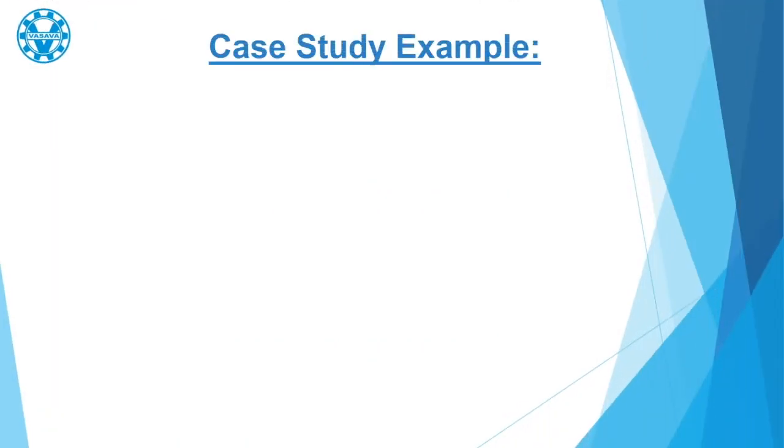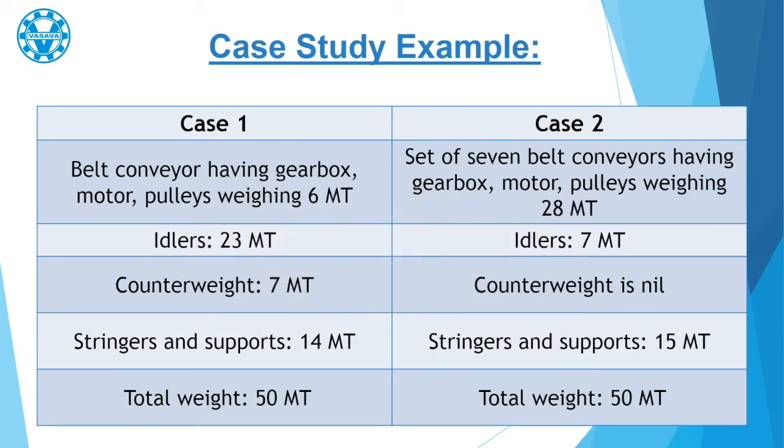Let us take two cases for comparison. Case 1. Consider one belt conveyor which has gearbox, motor, pulleys weighing 6 metric ton, idlers weighing 23 metric ton, counterweight 7 metric ton, stringers and supports 14 metric ton. So total weight is 50 metric ton. Case 2. Another set of 7 belt conveyors which has gearbox, motor, pulleys weighing 28 metric ton, idlers weighing 7 metric ton. Counterweight is 0. Stringers and supports 15 metric ton. So total weight is 50 metric ton.